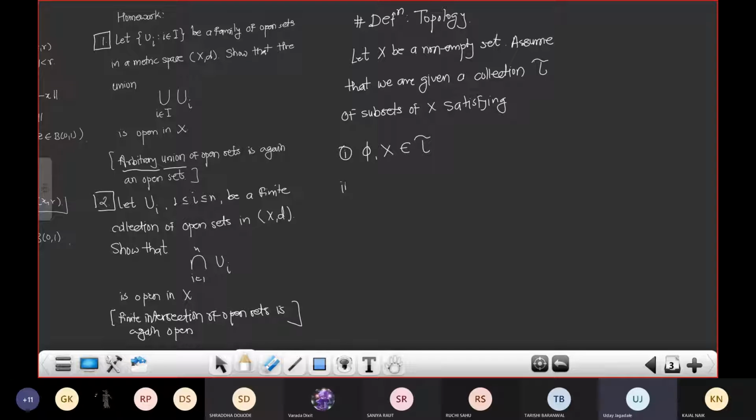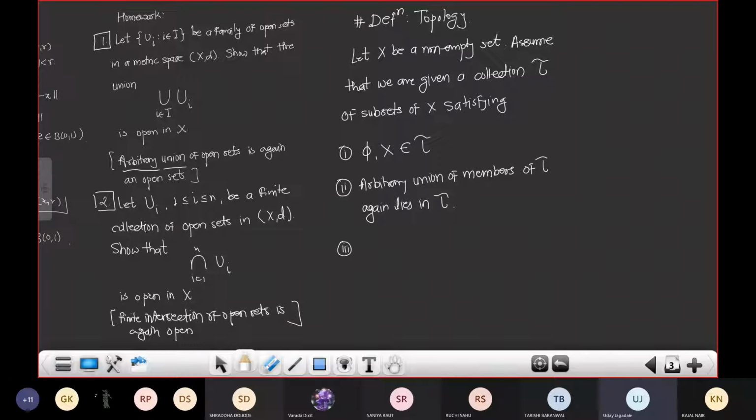Second property, it says now you take arbitrary union of members of tau, it again lies in tau. What does this mean? It means you take any number of elements from tau. That collection may be finite, it may be infinite, it may be countable, it may be uncountable. Take any number of elements from tau, and if you look at the union of all these elements, such a union again must belong to tau.